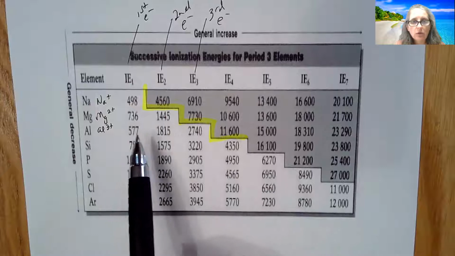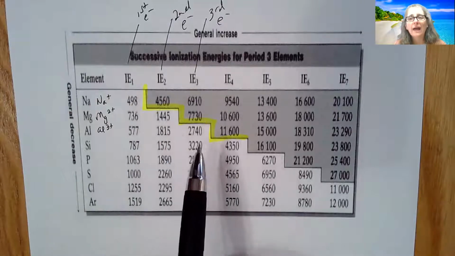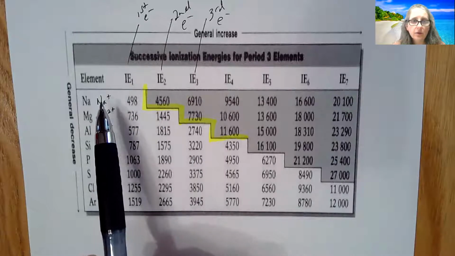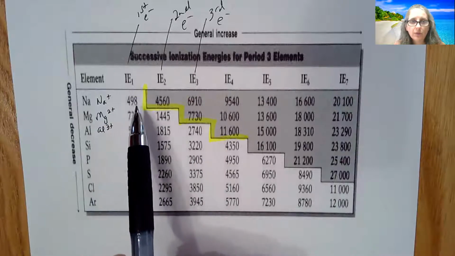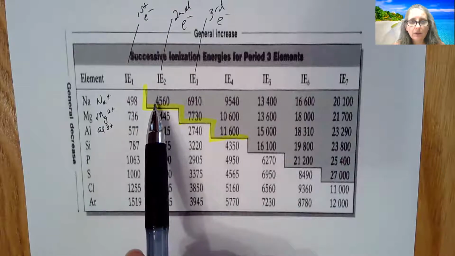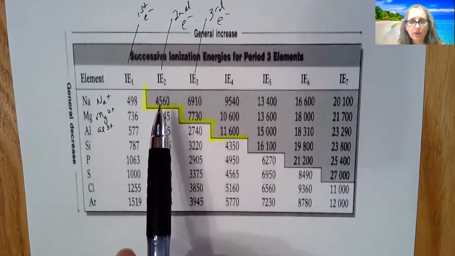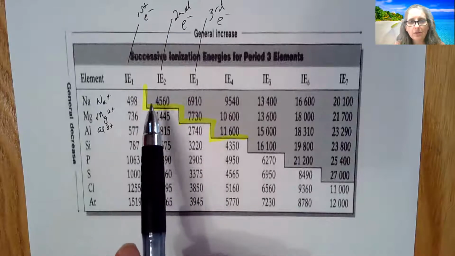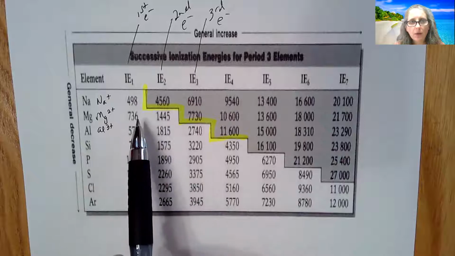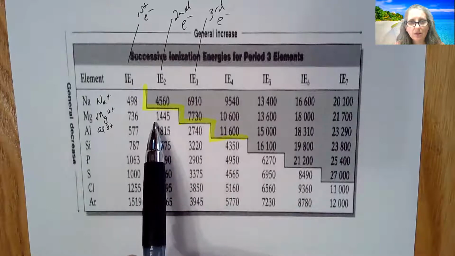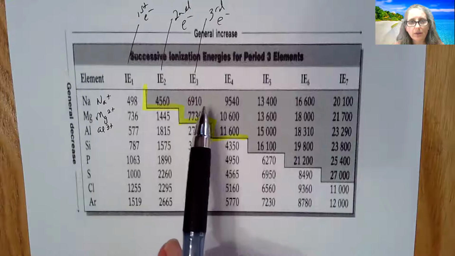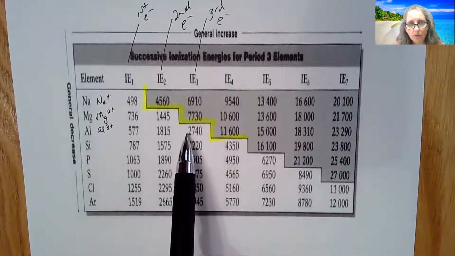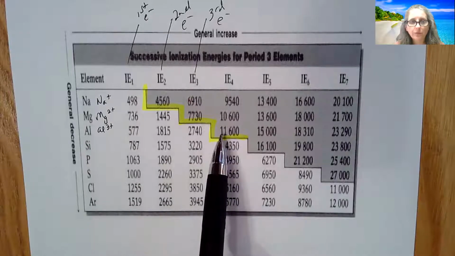Can you use this data to support those ions? If I look at sodium, it releases 1 electron with 498. But when I try to release a second electron, it's 4,560. So there's a huge jump between the first electron to come off versus the second. With magnesium, the first and the second are here, but then there's a huge jump here if I want to remove 3. Aluminum wants to remove 3, but it does not want to remove 4.